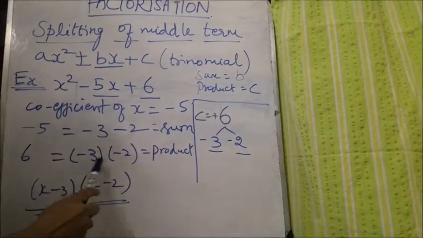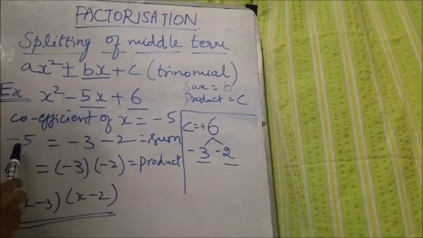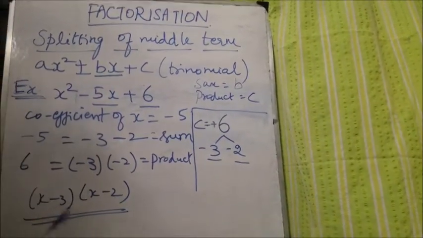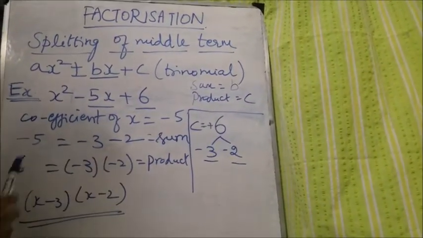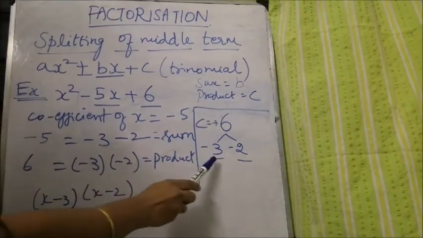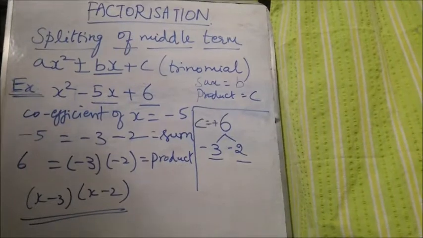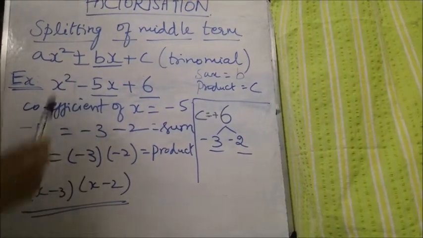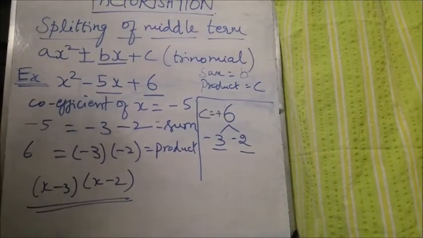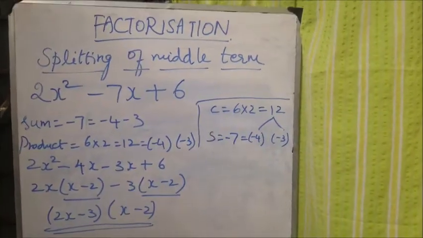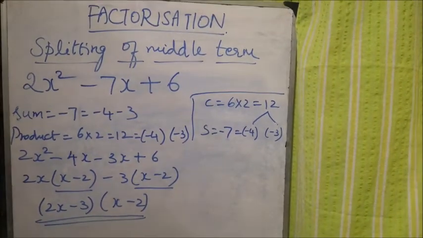So we have to take care of the sign over here because the coefficient of middle term is minus 5. So when we add, we have to get minus 5, and when we multiply, we get plus 6. So I have taken it as minus 3 and minus 2. So my factors are minus 3 into minus 2, which is nothing but x minus 3 into x minus 2. This is the solution for this problem. We saw a simple example of splitting of middle term.